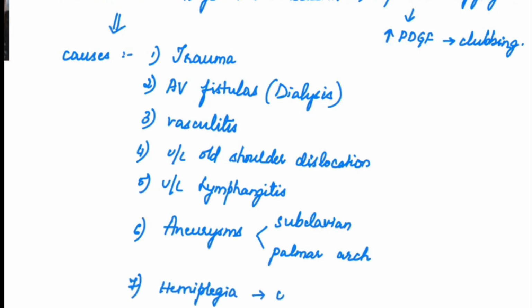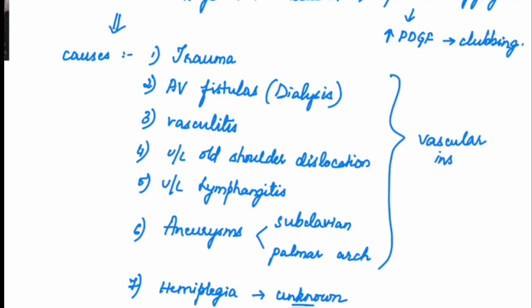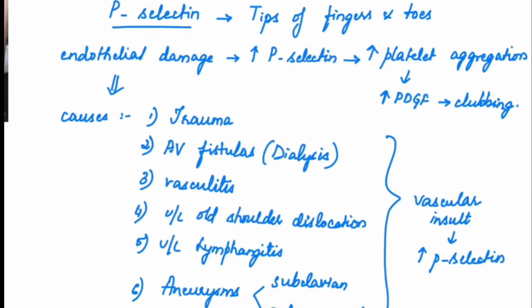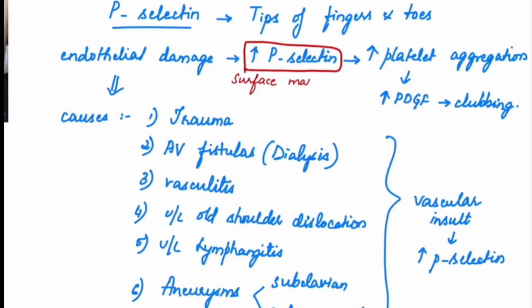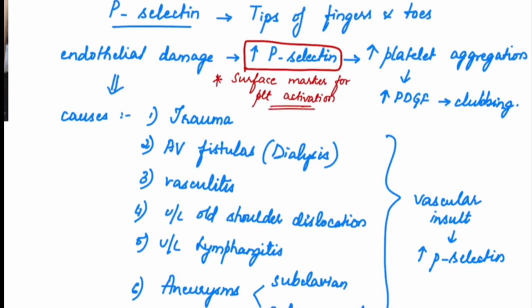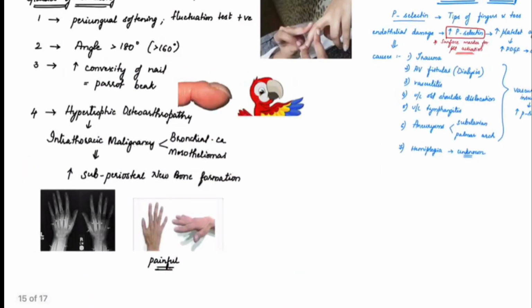Whereas when you see the rest of the causes from 1 to 6, there is some or the other way it is causing some vascular insult and endothelial damage, thereby increasing the P-selectin level. This P-selectin, which is a surface marker, it is a surface marker which causes platelet activation. So platelets are activated and platelet derived growth factor is produced, causing clubbing. So this is about the grades of clubbing and unilateral clubbing.